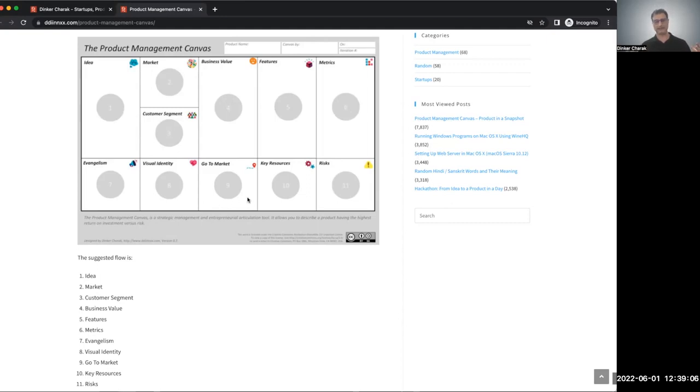So if you look at it, this two-dimensional view of a product really captures the breadth of it, which is the main aim of this canvas. And it also acts as a guide for the product manager to ensure that they're considering everything. And as they are going about their job of building this product, they're not missing out something.